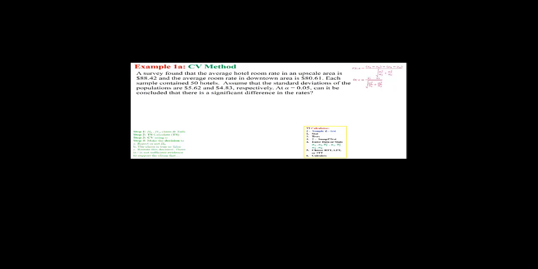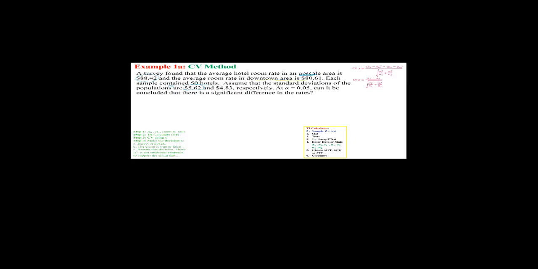When we read this question, we got to be able to write the given. So we have upscale as one group. The average for upscale is 88.42. This is X1 bar. Each one has the same size. N sub 1 equals N sub 2 equals 50. So that's the same for both. And sigma 1 is 5.62. This is sigma 1.